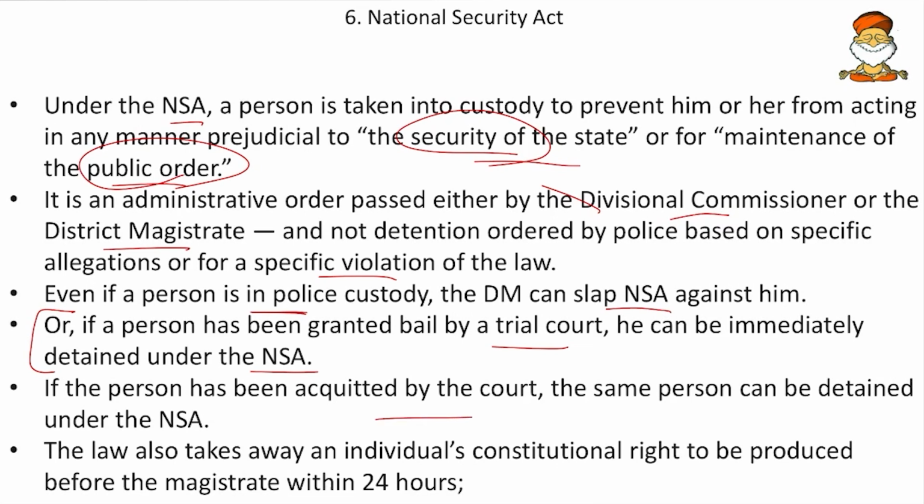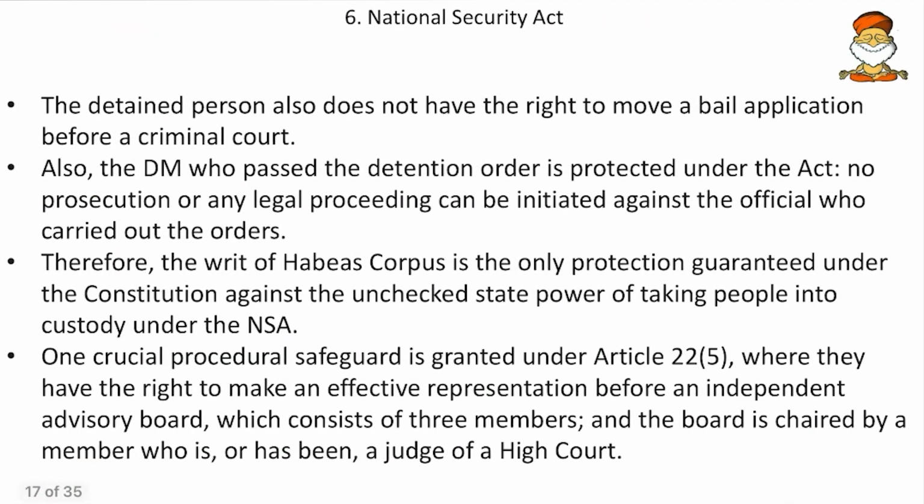And if the person has been acquitted by the court, the same person can be detained under NSA. So even if a person is acquitted by a court, he also can be arrested. Then the law also takes away an individual's constitutional right to be produced before the magistrate within 24 hours. So in case of any detention, the police should submit the accused to the court within 24 hours. So even that law ceases its operation once the NSA comes into the picture.